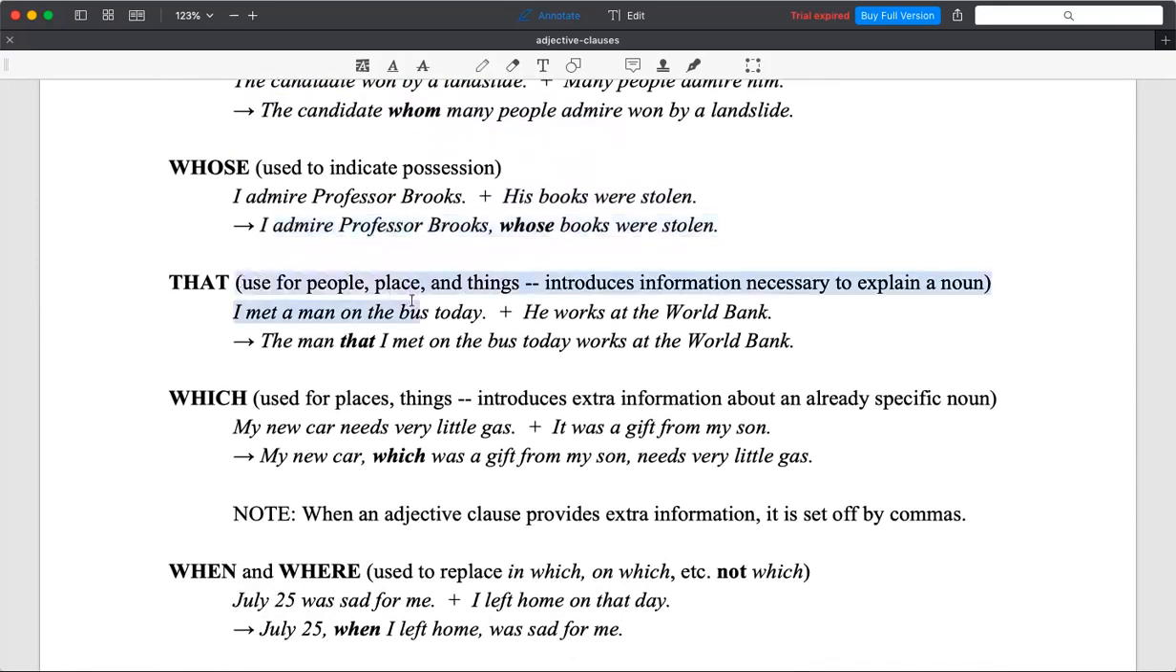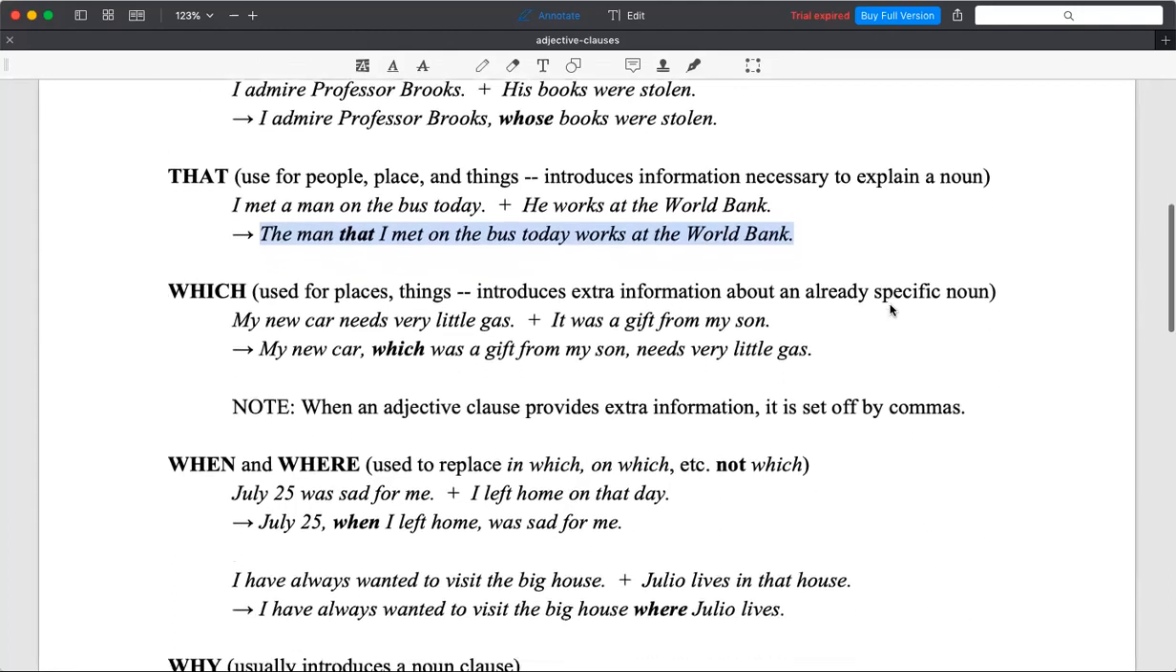You can also use that as the pronoun. We use that for people, for places, for things. It also introduces information necessary to explain a noun. For example, if I have a short sentence, I met a man on the bus today, and then my second short sentence is, he works at the World Bank. To combine these two, I say, the man that I met on the bus today works at the World Bank. So it is very important to use a wide variety of structures in order to have a higher score in your tests.